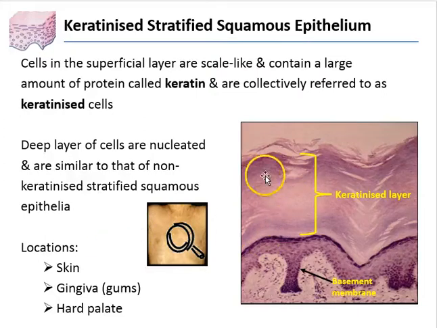We would find this kind of tissue, as I've said before, in structures such as the outer surface of the skin, which is subject to a lot of abrasion. Other areas we might find it are the gums and the hard palate of the mouth. Once again, where there's a lot of abrasion occurring. It's a good, tough, protective layer.